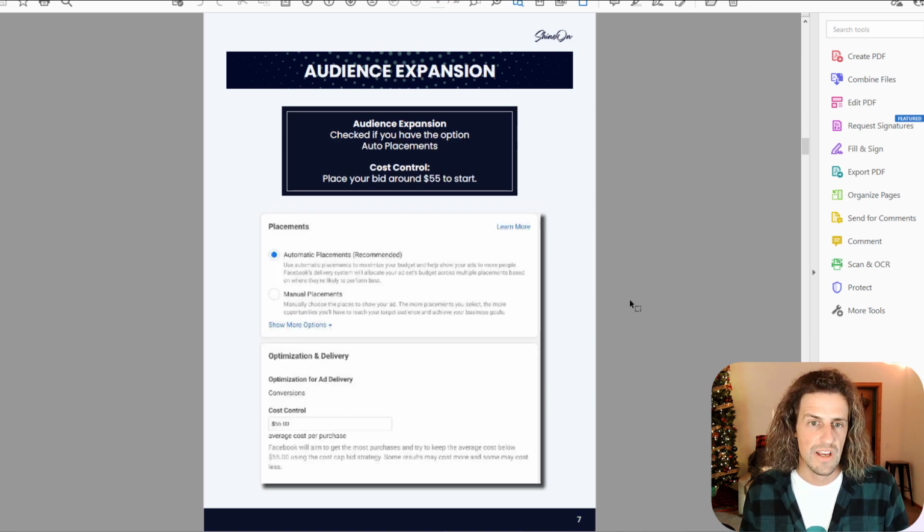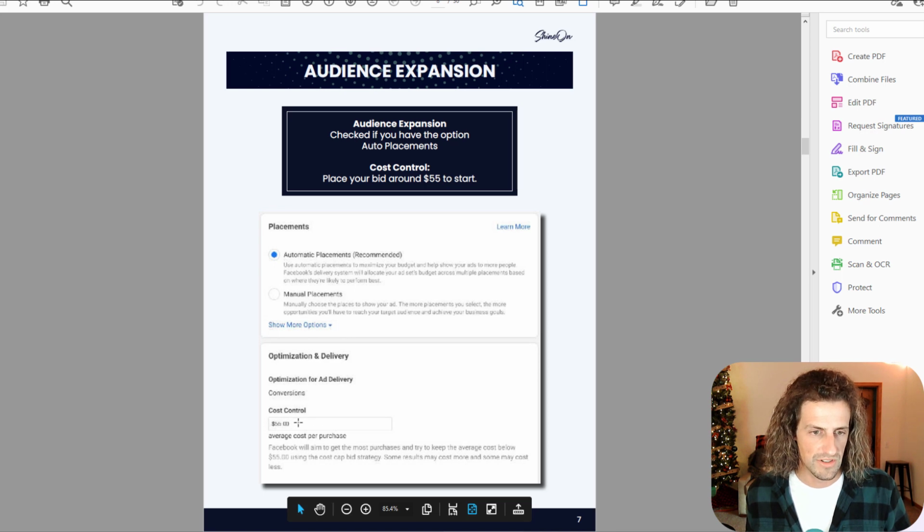Audience expansion: checked if you have the option, and auto placements. Audience expansion may not exist anymore in certain people's campaigns. It's not even an option to turn it off now, so it's fine to keep it on. Cost control: place your bid around $55 to start. Here's an example so you can see how this looks. Auto placements, and then here's the optimization and delivery section that I mentioned before, which you'll find on the ad set level. The cost control is the cost cap that you're choosing here.